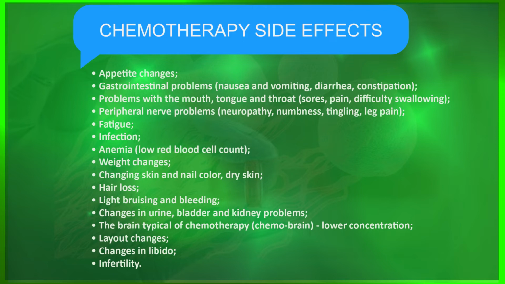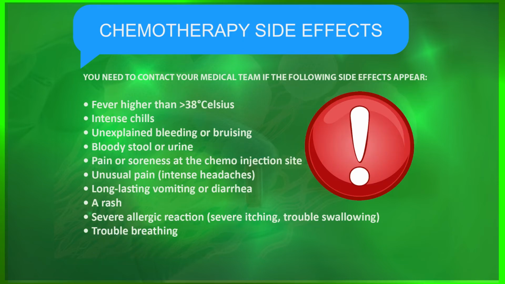Weight changes. Changing skin and nail color, dry skin. Hair loss. Light bruising and bleeding. Changes in urine, bladder and kidney problems. The brain fog typical of chemotherapy, chemobrain, lower concentration. Mood changes. Changes in libido. Infertility. Be careful. You need to contact your medical team if the following side effects appear.